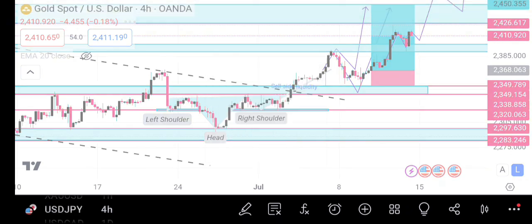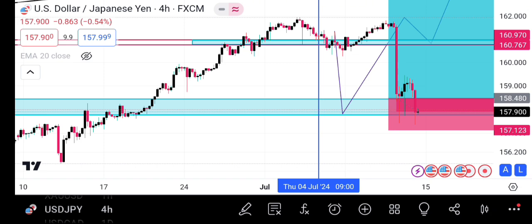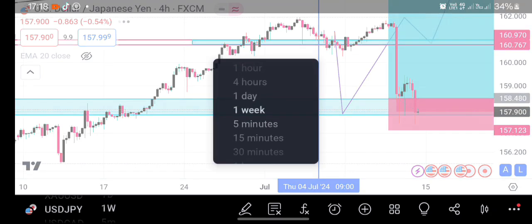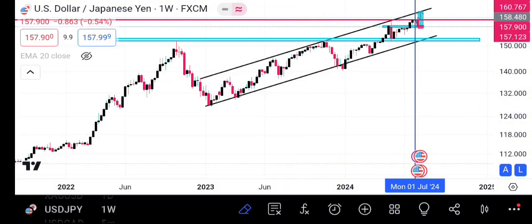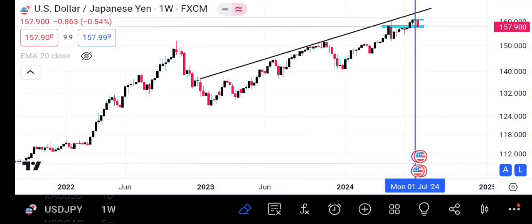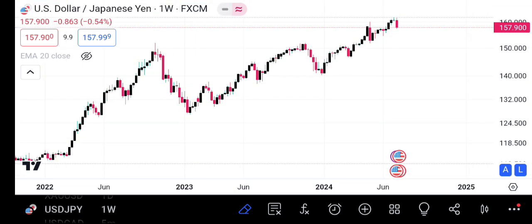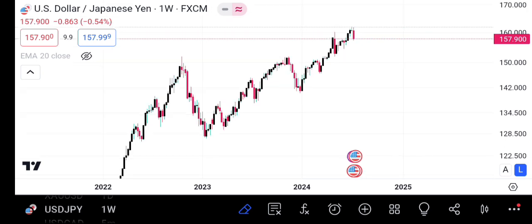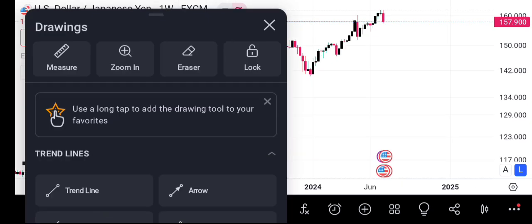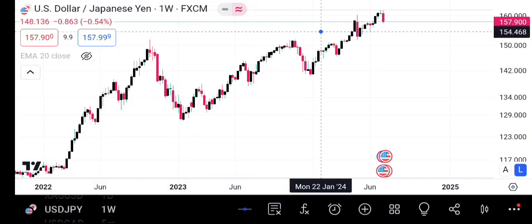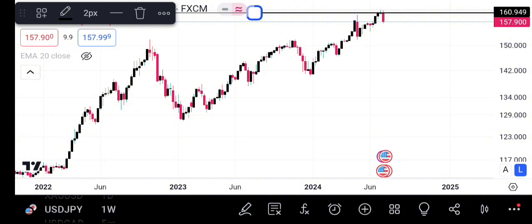USD-JPY. Let's go to USD-JPY. I'm just going to analyze it from the top, guys. I don't want to lie to you. I'm going to reanalyze it and try to understand it. Ever since the week started last week, the USD-JPY has been looking for bears.